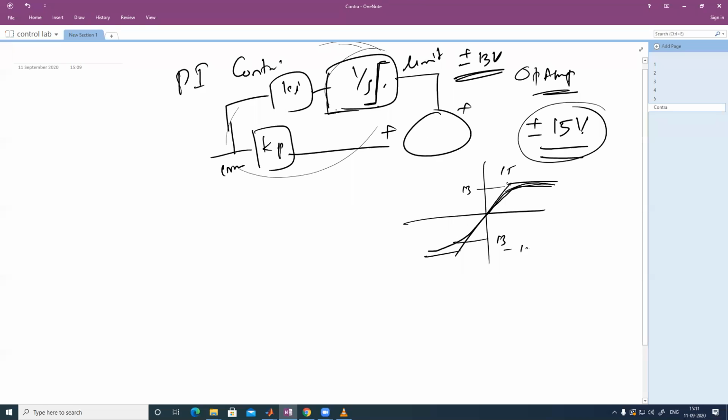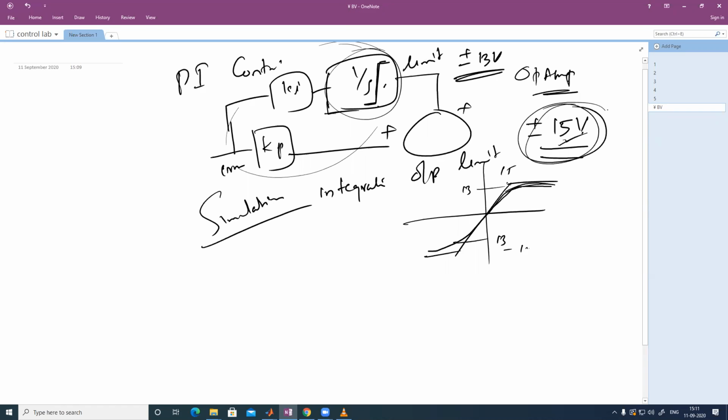So this is the third non-linearity, called integrator output limit. In the simulation also you have to limit the integrator output. Normally it is happening in the op-amp. The op-amp cannot drive more than 15 volt. So in the simulation also you have to limit that quantity to plus or minus 13.